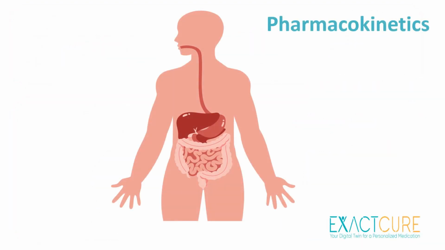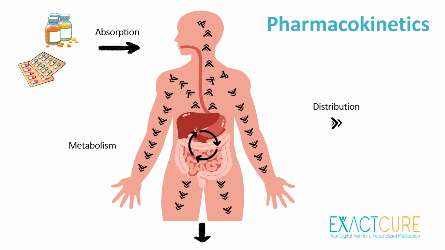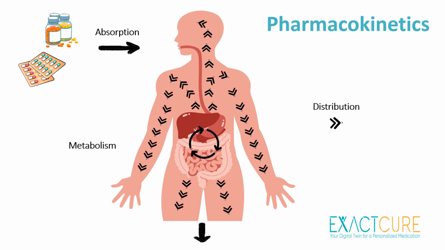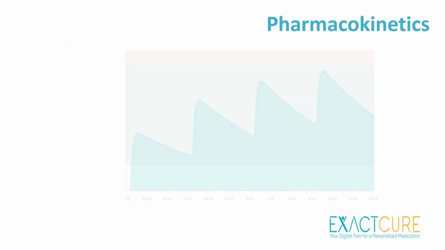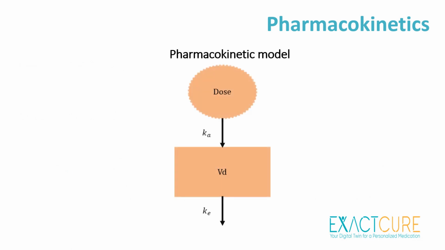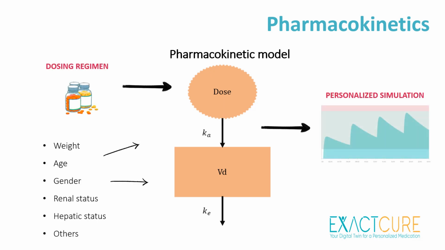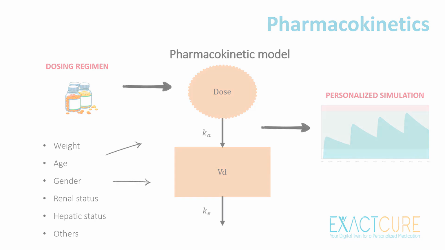Following drug intake, a compound is absorbed, distributed, metabolized, and excreted by the body according to its pharmacokinetics. To maintain a safe concentration exposure, it's crucial to reach the minimum therapeutic threshold and avoid toxic levels. Pharmacokinetic models are specific for each molecule and allow to simulate plasmatic concentrations from the dosing regimen, taking into account the contribution of key patients' characteristics.